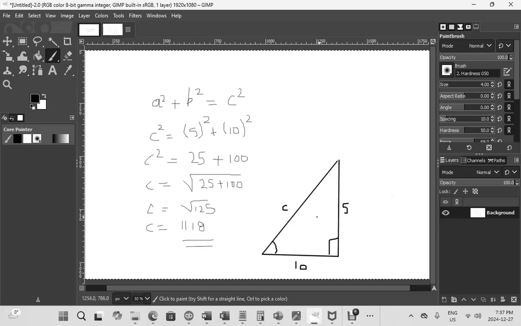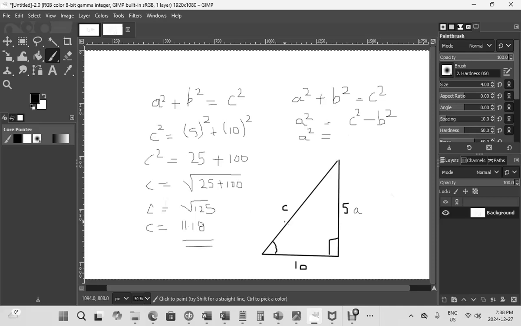Now, if you want to solve for either one of these variables, A squared plus B squared, all you need to do is rearrange the equation. So A squared plus B squared equals C squared. Let's say you don't know what A is. A squared will be equal to C squared minus B squared.